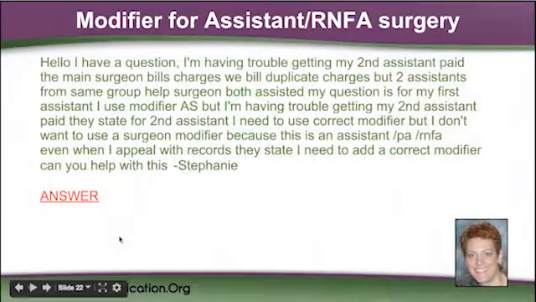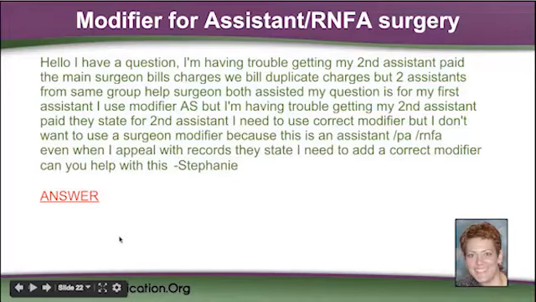Right, here is a question, modifier for assistant RNFA surgery. So Stephanie wrote, hello, I have a question. I'm having trouble getting my second assistant paid. The main surgeon bills charges, we bill duplicate charges, but two assistants from the same group help the surgeon.